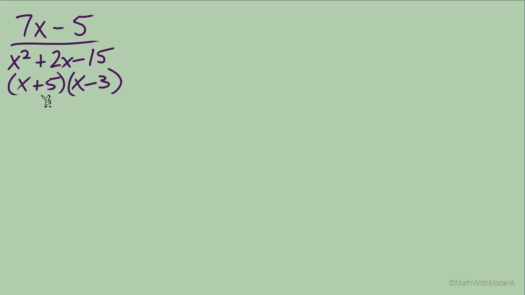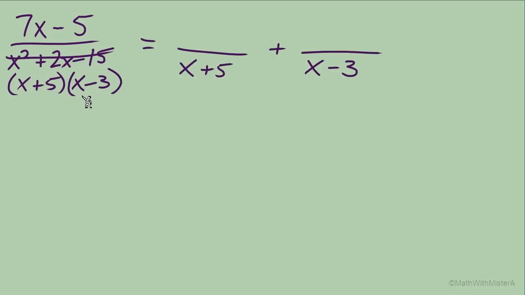Let's do that first. x plus 5 times x minus 3. And now let's set up those partial fractions. One denominator using x plus 5, the other denominator using this other factor, x minus 3. In the numerators, we can place placeholders A and B, and now begin to clean this equation up.